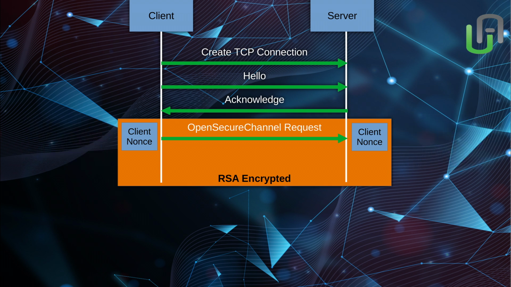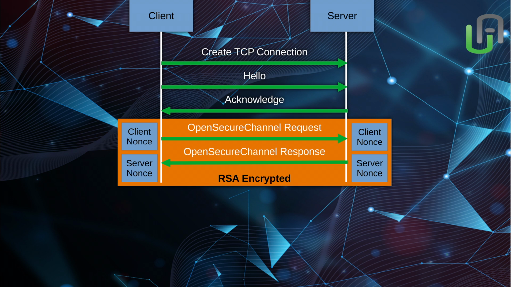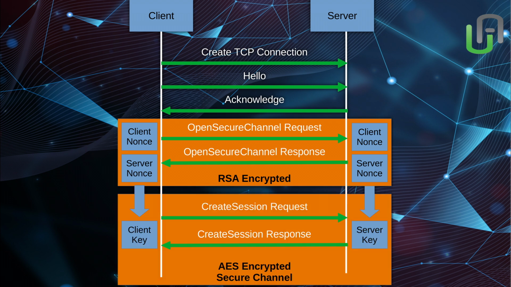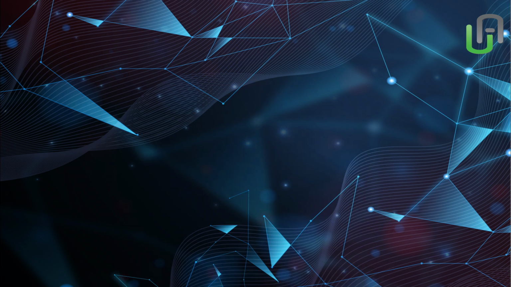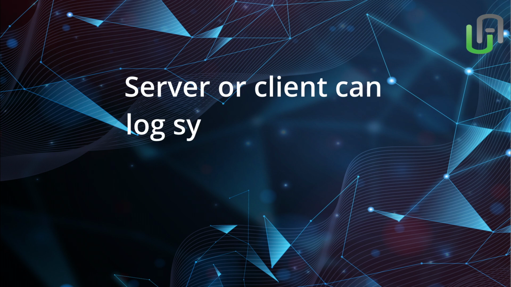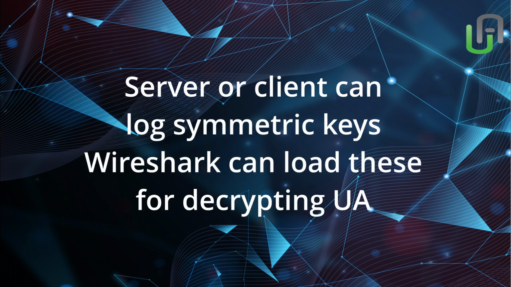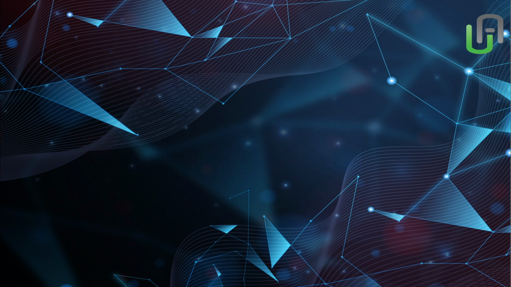Fortunately, this service exchanges random nonces to derive symmetric AES keys, which are then used to encrypt subsequent services. If we get this key somehow, we can decrypt all symmetrically encrypted traffic. Our SDKs can log these symmetric keys to a file when KeyLogging is enabled. Wireshark can then use this file to decrypt the UA protocol, except for the Open Secure Channel service.